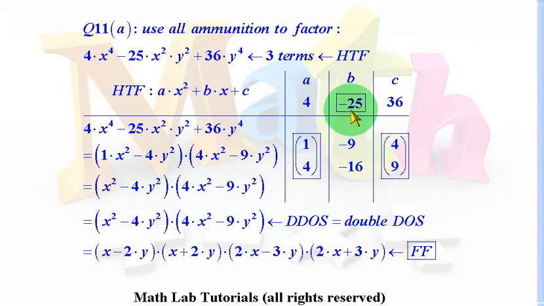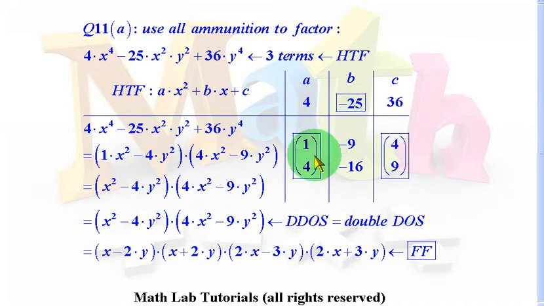And the objective is to get minus 25. Let's try to do a parallel match. We get 1 times 4, which is 4, and 4 times 9, which is 36. No way to add or subtract 36 and 4 in order to get 25, so that's not a good match.